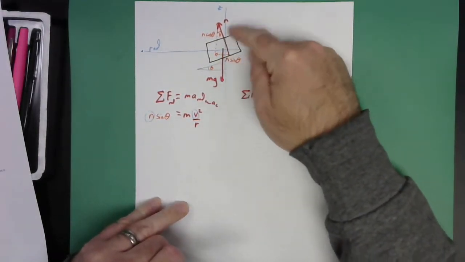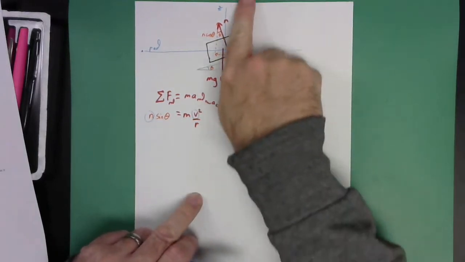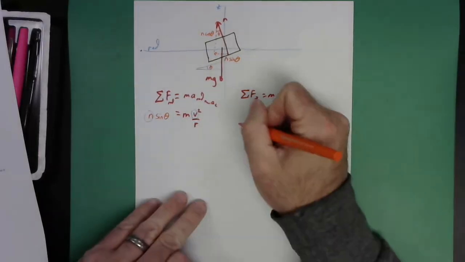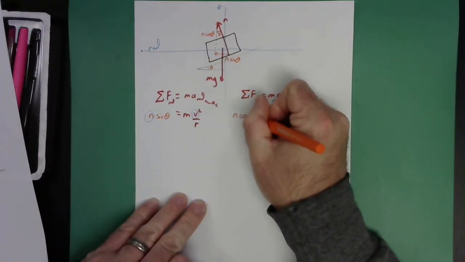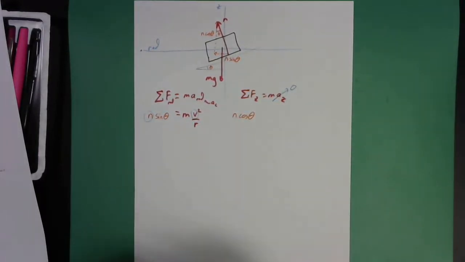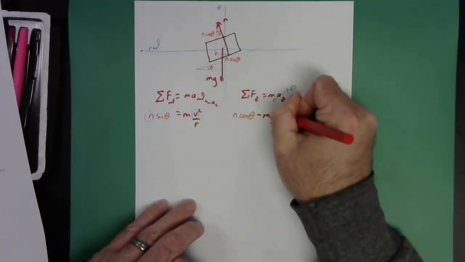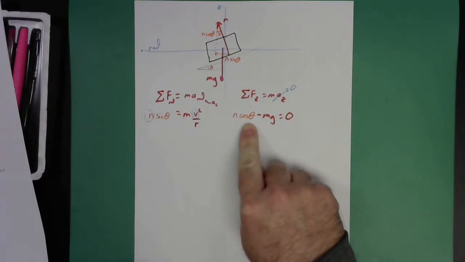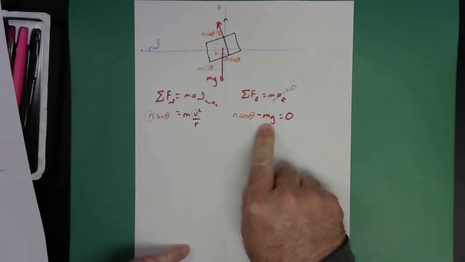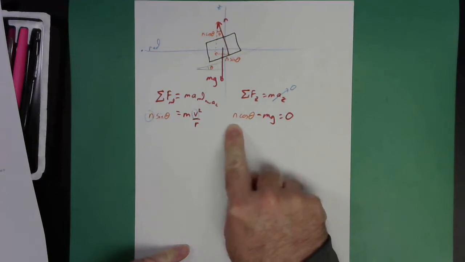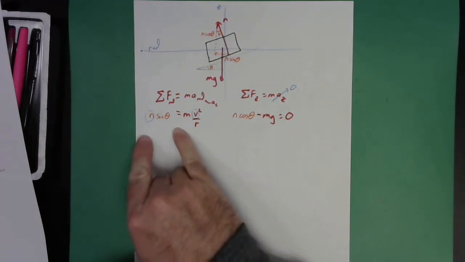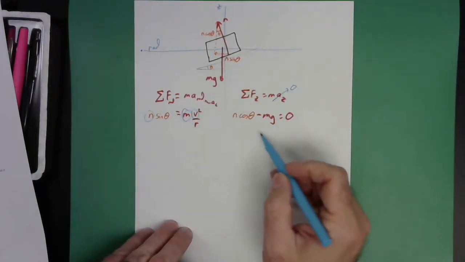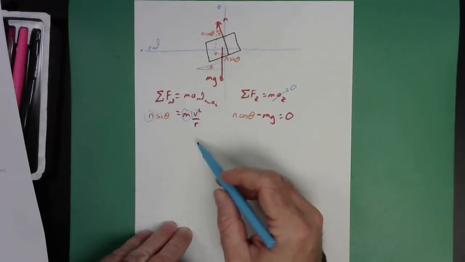Okay, well then let's write this expression. I'm choosing to call upward positive, and so I'm going to write this as forces up minus forces down. So I will have n cosine theta minus mg equals 0. Look, I know theta, I don't know m. I know g, so I've got two unknowns, n and m.